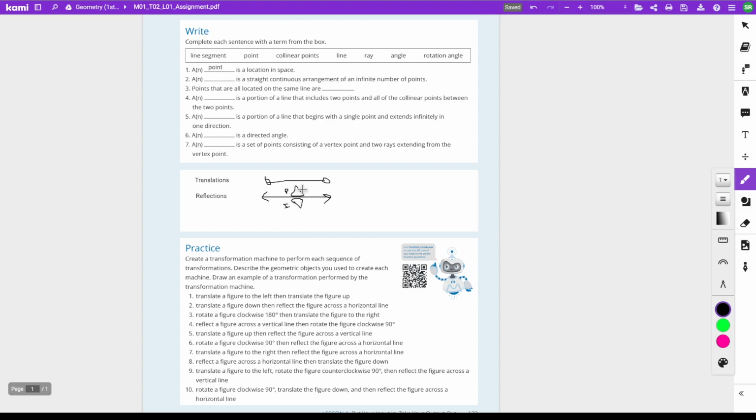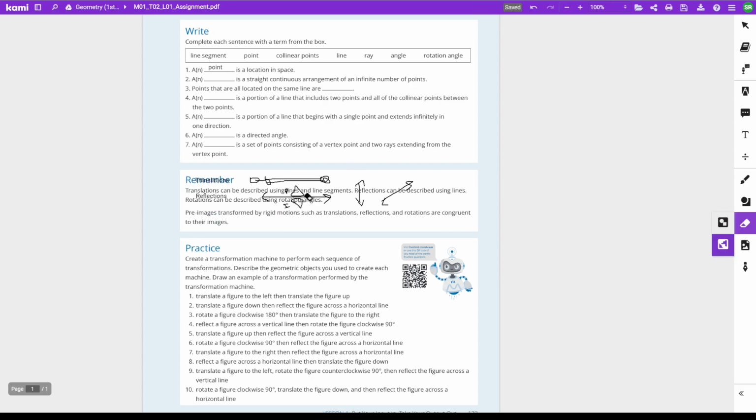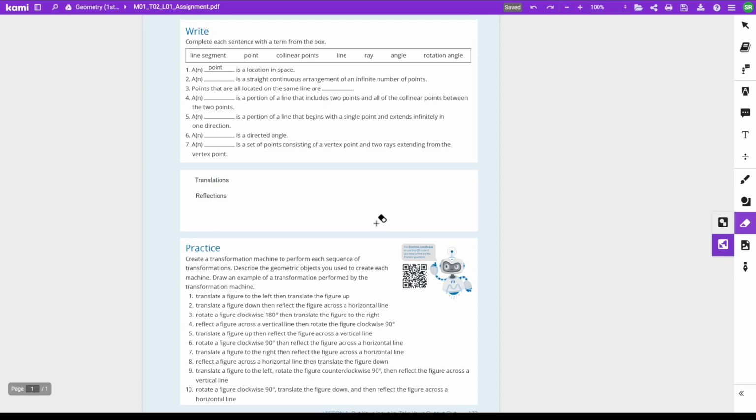Okay, we reflected our pre-image over this line to our image, and reflections are basically just flipping the shape. Okay, so we want the mirror image of this, right? And this reflection can also be horizontal or vertical, and it can also be diagonal, although for this assignment, all the reflections will be either horizontal or vertical. Okay, geez, why do I keep doing that?